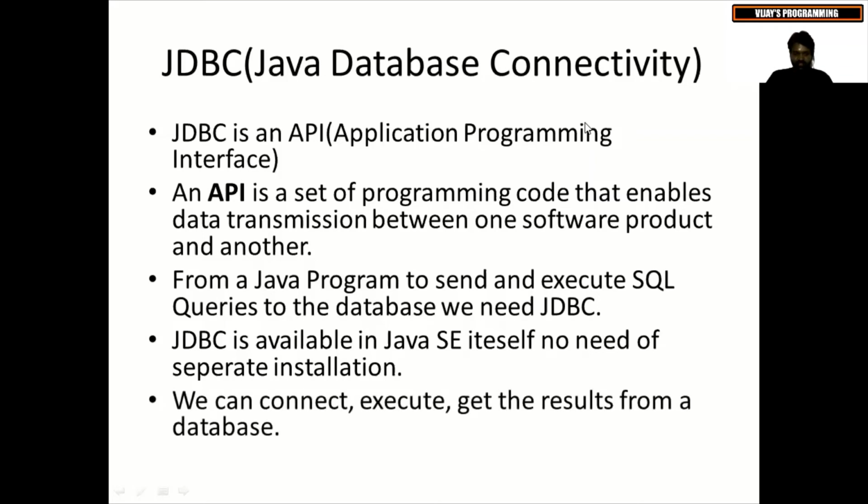By using JDBC API, mainly we can connect to a database and execute queries in the database and get the results from a database. This is the main usage of JDBC API. We can connect to a database, execute the queries in the database, and get back the results of those executed queries from a database.